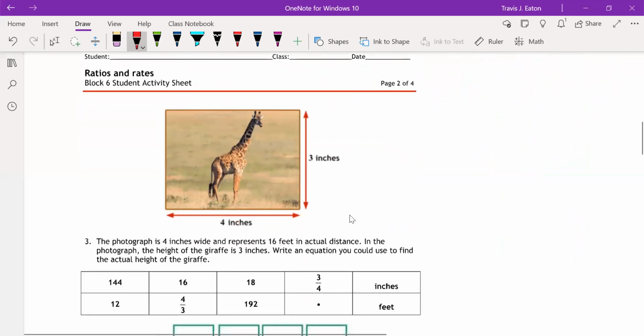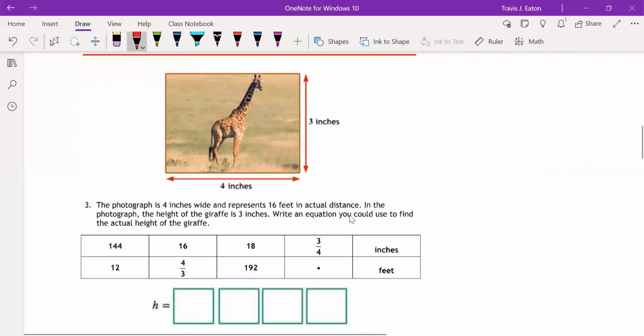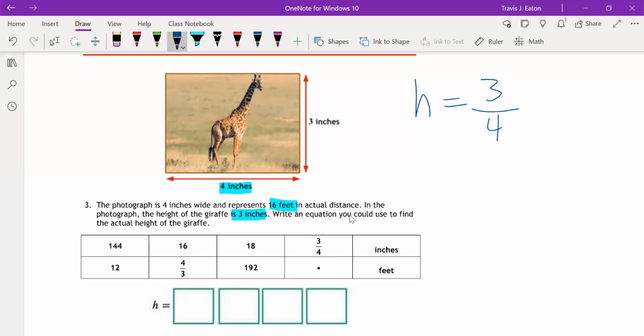Now this particular photograph, which looks like the same photograph, is 4 inches wide, but it represents 16 feet in actual distance. So if 4 inches represents 16 feet, the height of the giraffe is 3 inches. What equation could we use to find the actual height of the giraffe? Remember, we're looking for the height of the giraffe. And again, the height is equal to 3/4 times the width.